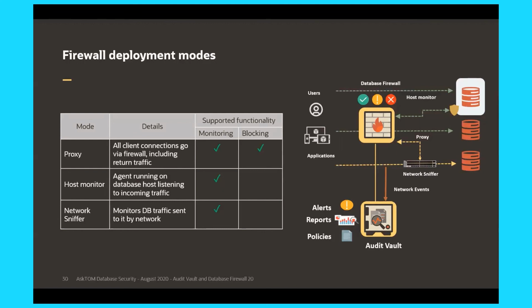But one way or another, the database firewall is able to see the same packets that are reaching the database and bring those packets in and parse them and put its information into the Audit Vault repository.